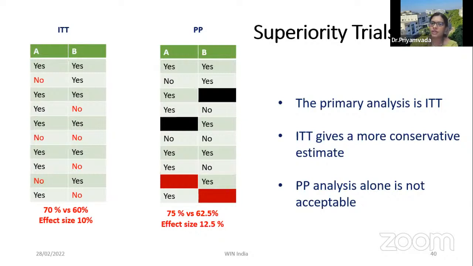So in a superiority trial, if you do this per protocol analysis alone, you're going to inflate the effect size. What you want is a little more conservative estimate. On the other hand, in a non-inferiority trial, you have to do a per protocol analysis. In a superiority trial, you just report the intention to treat analysis, that is perfectly fine. You don't expect the per protocol analysis to be included. If you include it, fine, but that doesn't really change much. But in a superiority trial, you cannot include only a per protocol analysis.